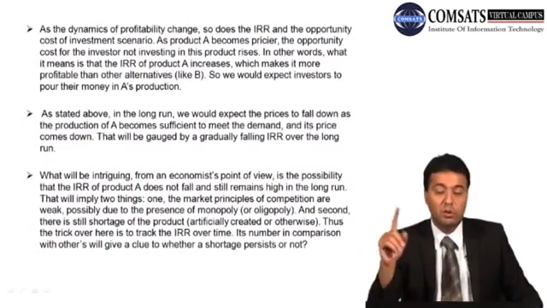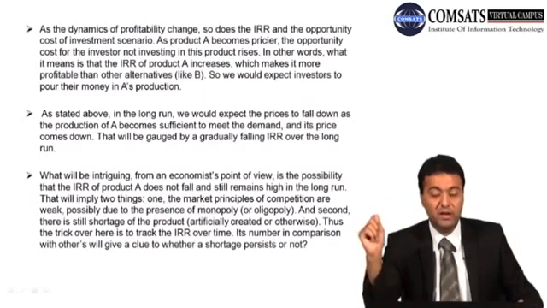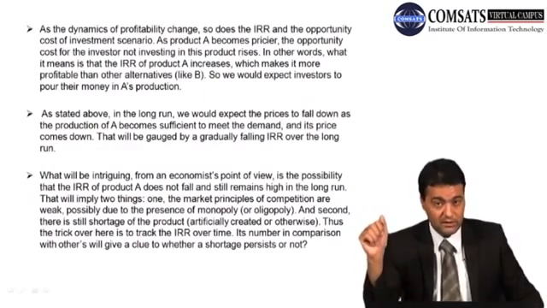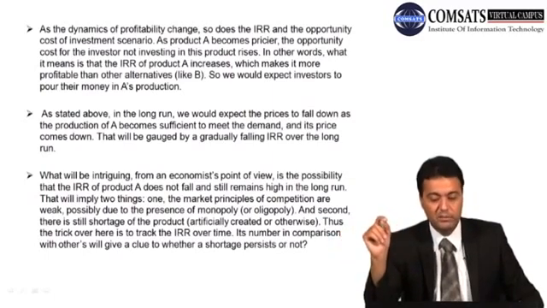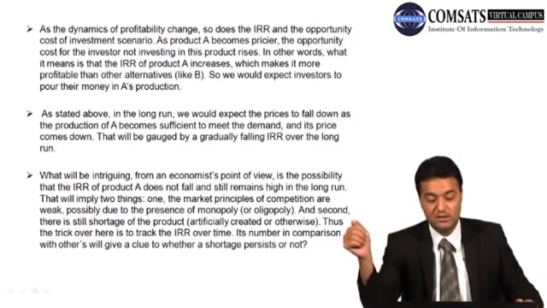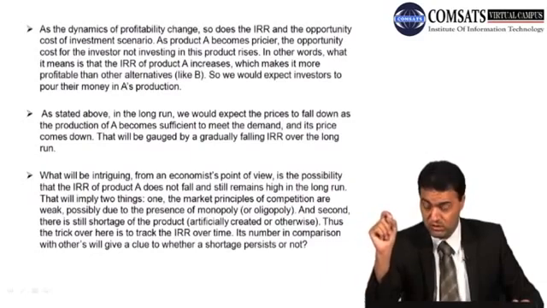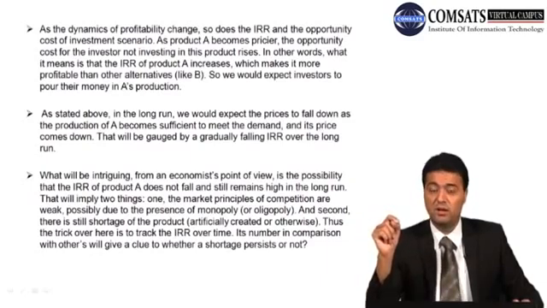Now, what will be intriguing from an economist's point of view is the possibility that IRR of product A does not fall and still remains high in the long run, despite more investment, despite more supply. That will imply two things. One, the market principles of competition are weak, possibly due to the presence of monopoly or oligopoly. And second, there is still shortage of the product, artificially created or otherwise. Thus, the trick over here is to track the IRR over time. Its number in comparison with others will give you a clue to whether a shortage persists or not.